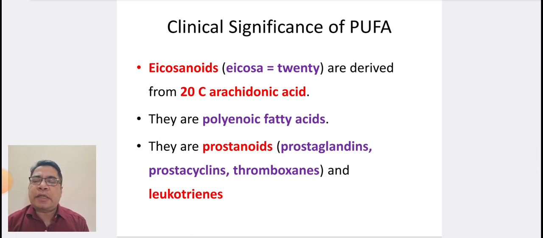Icosanoids, icosa meaning 20, are derived from the 20-carbon arachidonic acid. They are polyenoic fatty acids. They are prostanoids, which means they are precursors of prostaglandins, prostacyclins, thromboxanes, and leukotrienes.